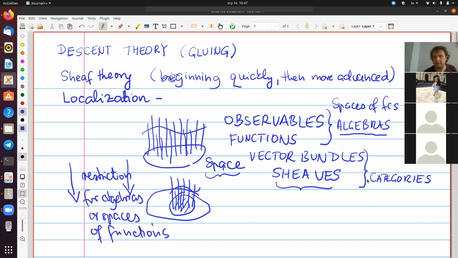But if you work with categories, then you will have some sort of functors which are analogs of restriction. So it's not that here every function will restrict here, but these kind of functors, you will have usually functors in both directions in geometry.